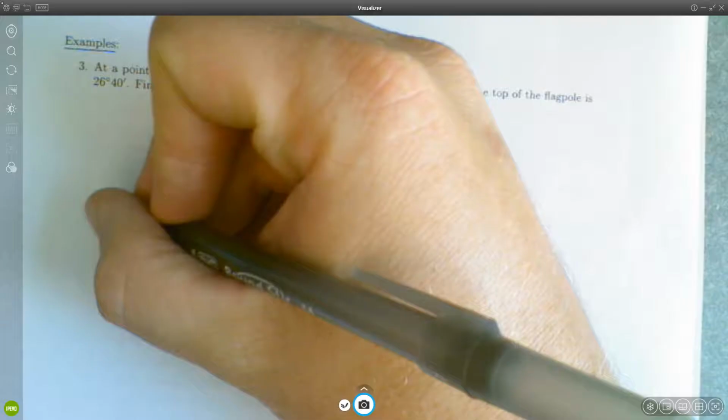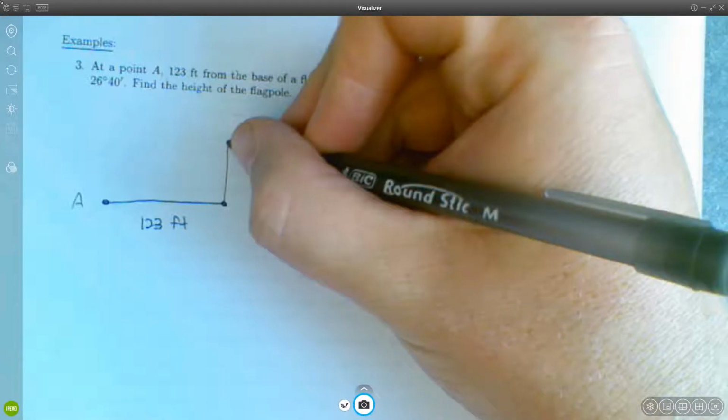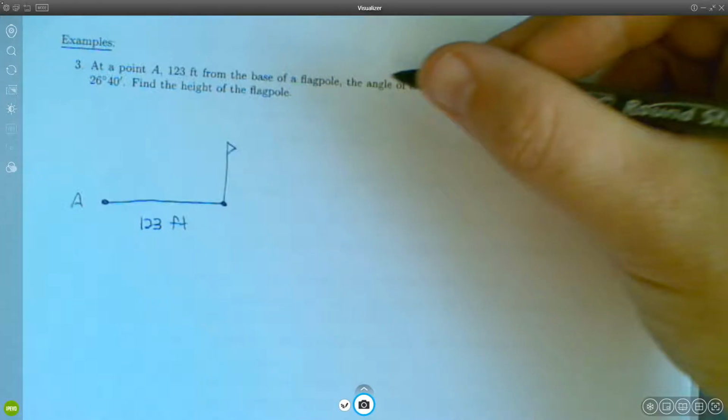Okay, so we've got some point A. It's 123 feet from the base of a flagpole. So we'll say this is the base of the flagpole, and that this is 123 feet. And then there's a little flag, whatever. And we're told the angle of elevation to the top of the flag, so this angle right here, is 26 degrees 40 minutes. And this should be a right angle, even though I didn't draw it very well. We're supposed to find the height of the flagpole, so that would be this value right here.